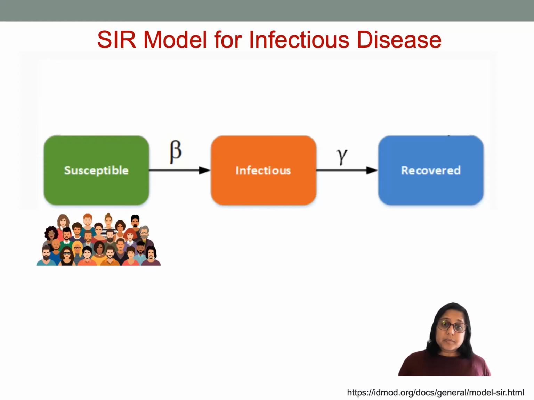Now, susceptible individuals move to the infectious class at some rate, let's just call it beta, and infectious individuals move to the recovered class at another rate, let's just call it gamma.